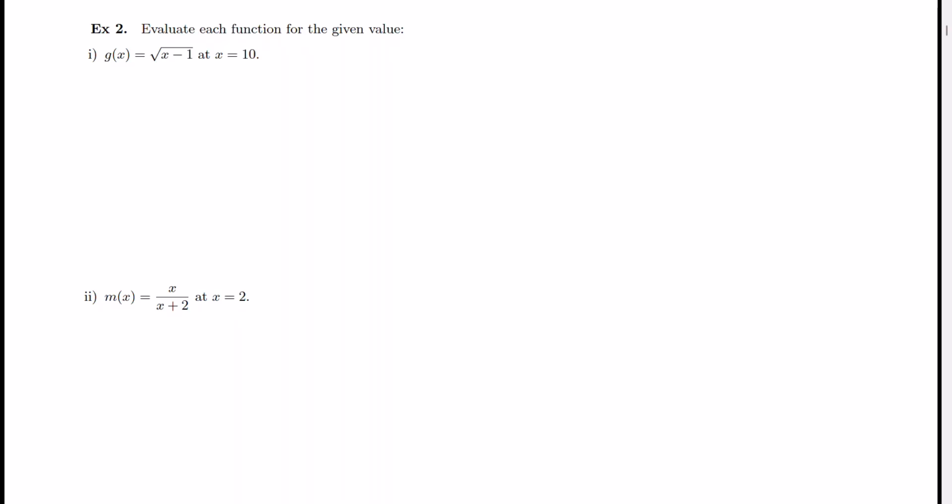For example 2, we're basically provided with a few different functions. And again, the question is asking us to evaluate each function. Evaluate just means plug the number in and see what you get for the result, for the output. And in this first part, the g of x is the function called the square root of x minus 1. And we're supposed to evaluate it when x is equal to 10. So as before, I'm going to write g of x equal to the square root of x minus 1.